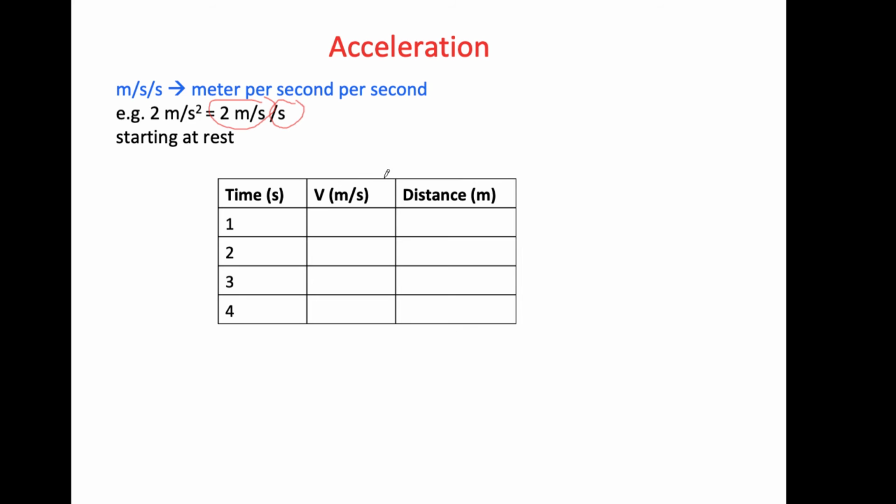Let's put some numbers in this table for the same object that has an acceleration of 2 meter per second square. In each second, the speed of the object changes by 2 meter per second. So if it starts from rest, after 1 second, its speed would have increased by 2 and would have a value of 2. Then at 2 seconds, it would have again increased by 2, so the value would be 4. Continuing this pattern, at 3 and 4 seconds, it would be 6 and 8 respectively. So in each second, the speed is changing by a value of 2.